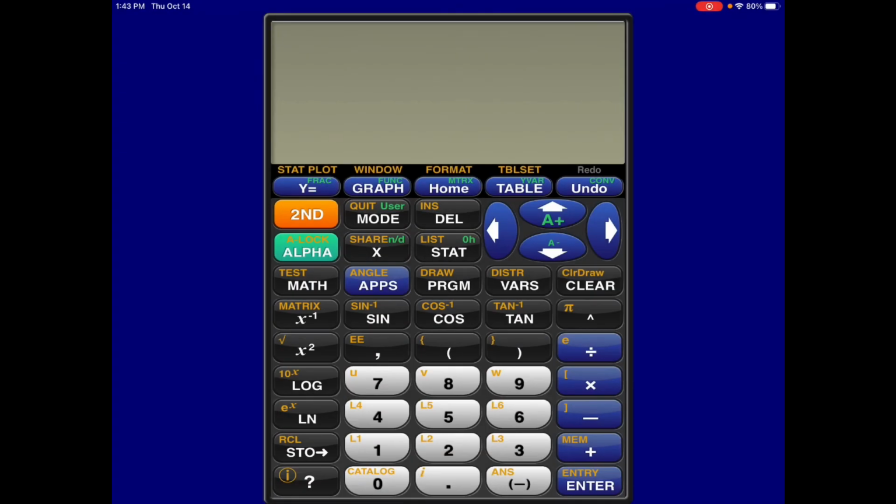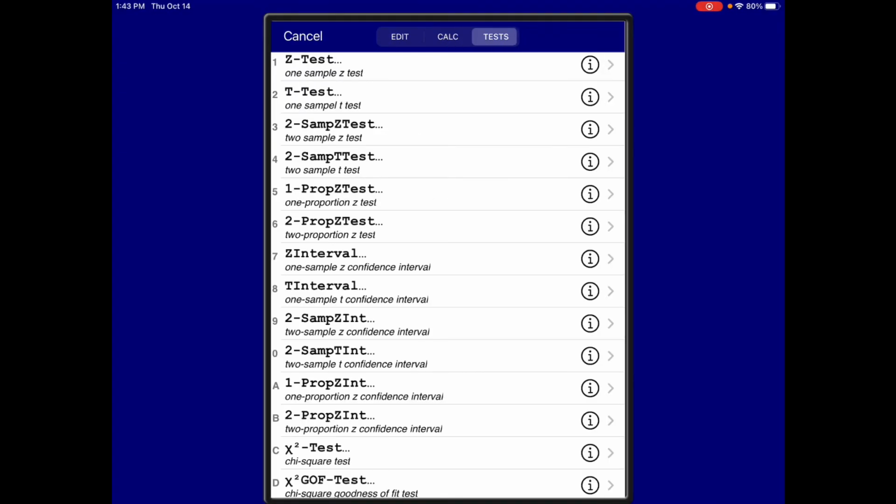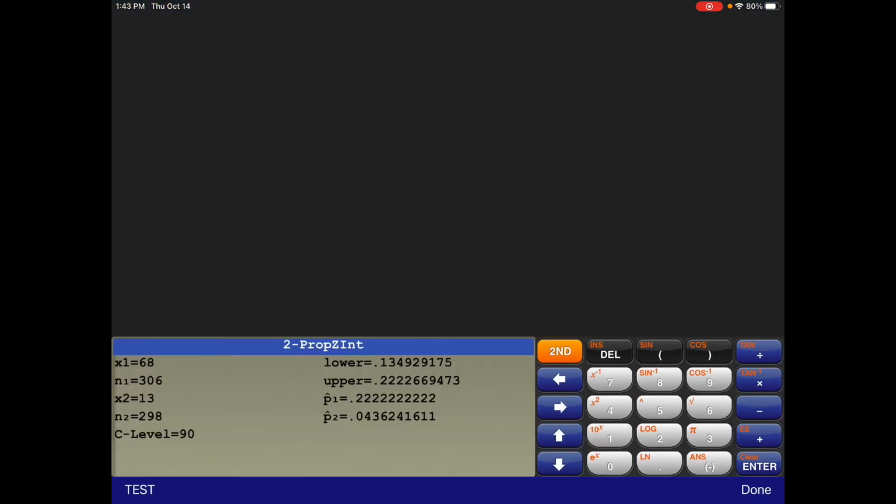On your calculator, you're going to go to Stat, to Test, and go down to 2-PropZInt, and you need to enter in the values of x1, n1, x2, and n2 for this problem. And then our confidence level this time is going to be 98, or 0.98. And then once you have that, select Enter, and you should get a lower bound and an upper bound. We're going to round both of those to 3 decimal places.